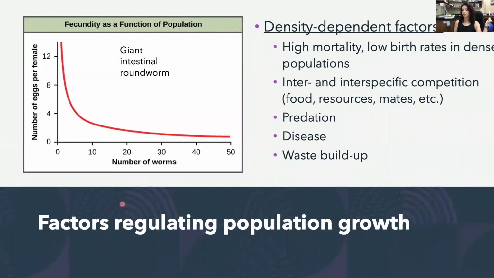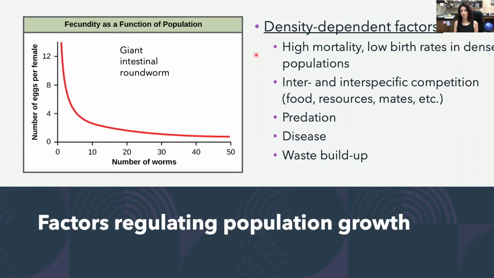We have different factors that are regulating population growth, and these are sometimes related to the number of individuals in the population and sometimes not. First, we'll talk about the ones that are. These are called density dependent factors. These are ones that are really contingent upon how many individuals are within a population.